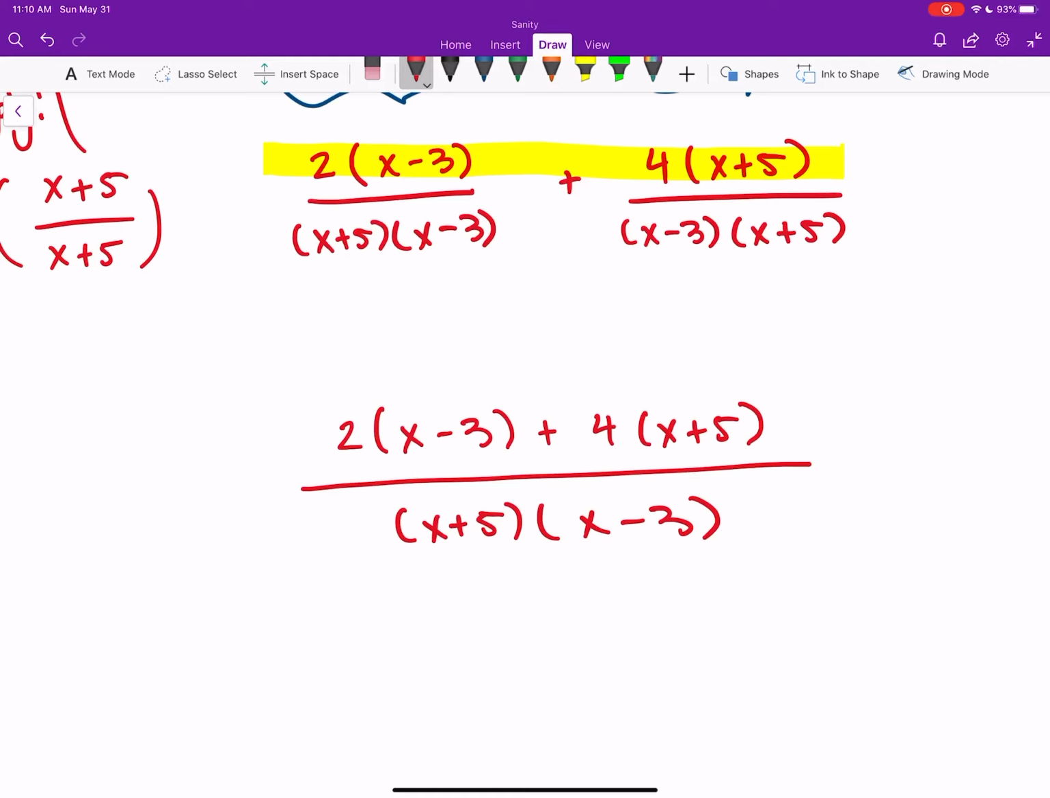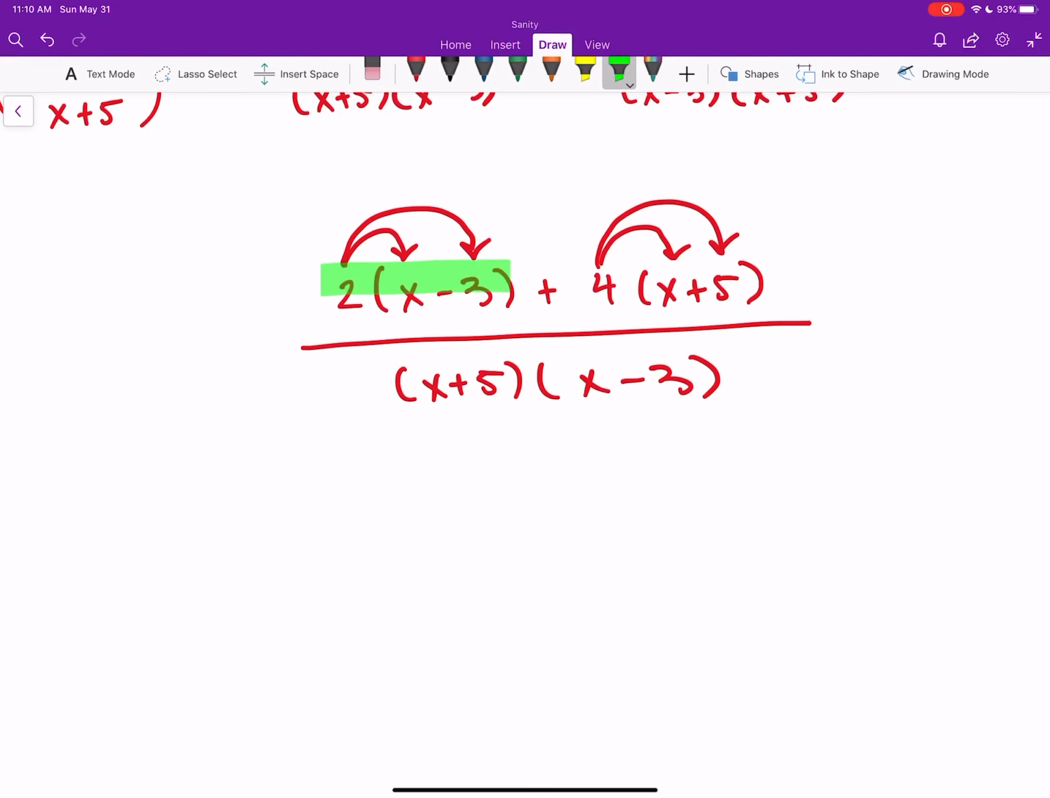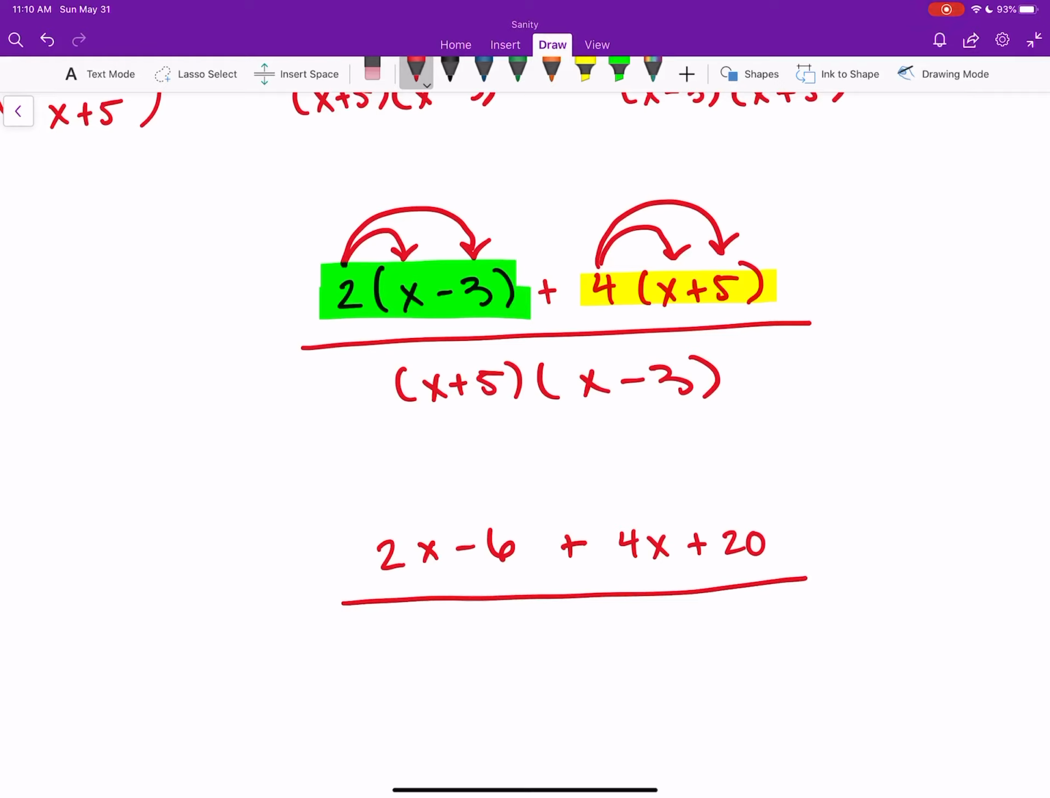Let's distribute this 2 to both of these terms, and let's distribute the 4 to both of these terms. So distributing the 2 in that first part is going to give us 2x minus 6, plus distributing the 4 in both of these terms is going to give us 4x plus 20. We didn't do anything with the denominator, so I'm going to keep the same denominator of x plus 5 times x minus 3.